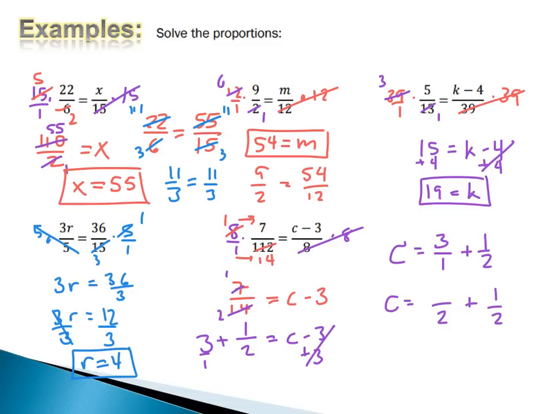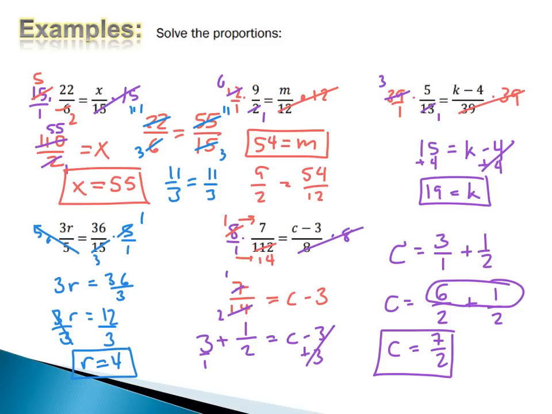So if one of my denominators is 1, I can change it to 2. Second fraction stays the same. 3 over 1 is going to become 6 over 2. Add these together. c is going to equal 7 over 2. Remember, all I do is add the numerators together. So I get c equals 7 over 2, which can't be simplified. So right there, that's my answer.